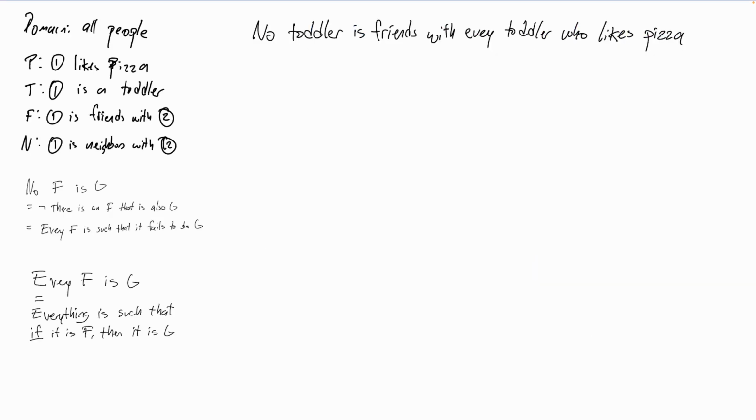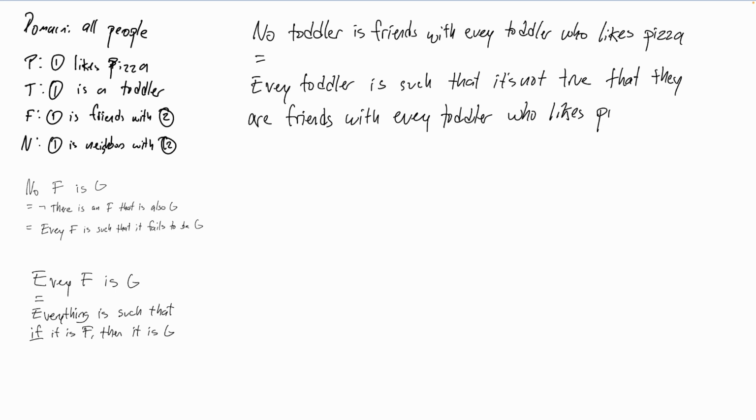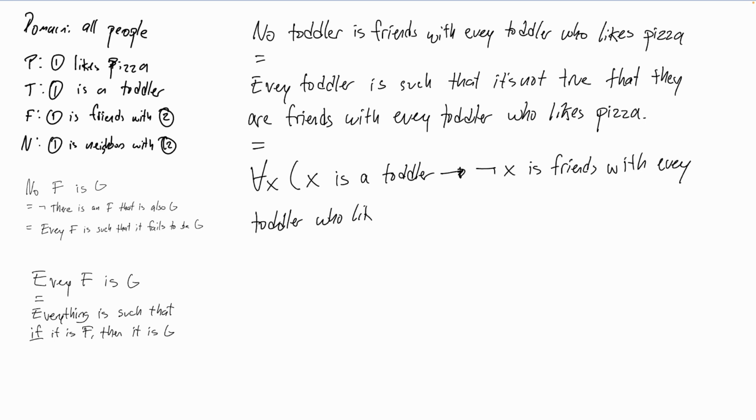The second way to translate the original sentence is to use the strategy where we treat a "no F is G" statement as saying that every F fails to be G. That means turning "no toddler is friends with every toddler who likes pizza" into "every toddler is such that it's not true that they are friends with every toddler who likes pizza." That itself can be turned into "everything x is such that if x is a toddler, then it's not true that x is friends with every toddler who likes pizza."